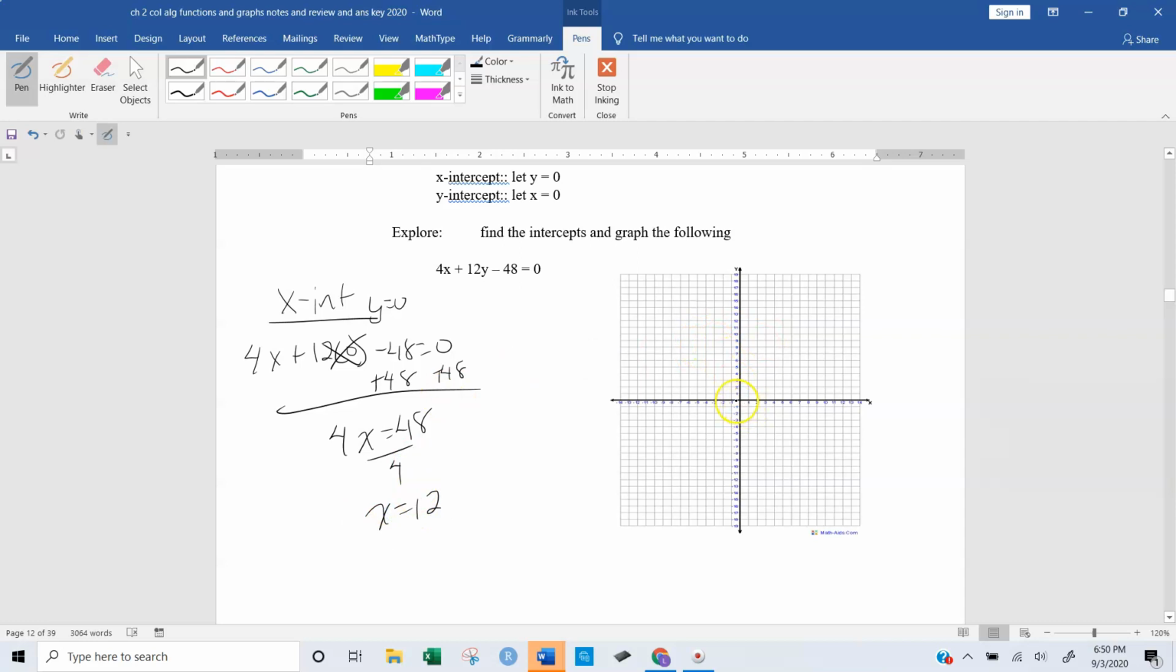So I'm going to go to the x value. I'm going to go to 12, and we're going to put our dot. Now we have to find the y-intercept. So at the y-intercept, x equals 0. So let's do this. 4 times 0 plus 12y minus 48 equals 0. So this cancels. Add your 48, just like before. So 12y equals 48. Divide by 12, and y equals 4. So my y-intercept is 4. I have 2 points. Use your straight edge, and you can draw the line.